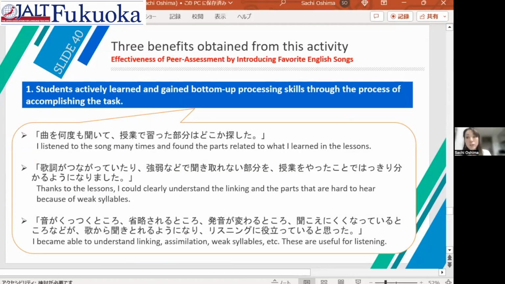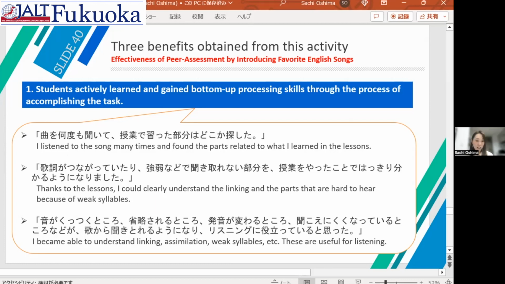Reading the questionnaire, I found mainly 3 benefits. 3 is a magical word, so I divided it into 3. The 3 benefits of this type of activity. The first benefit is that students actively learned and gained bottom-up processing skills through the process of accomplishing the task.